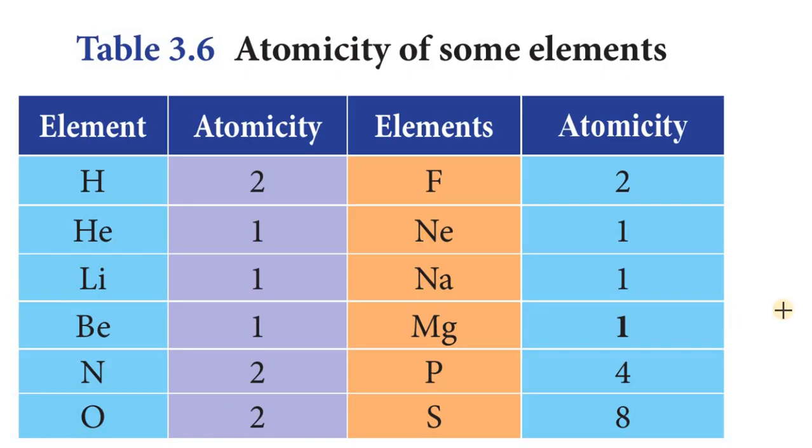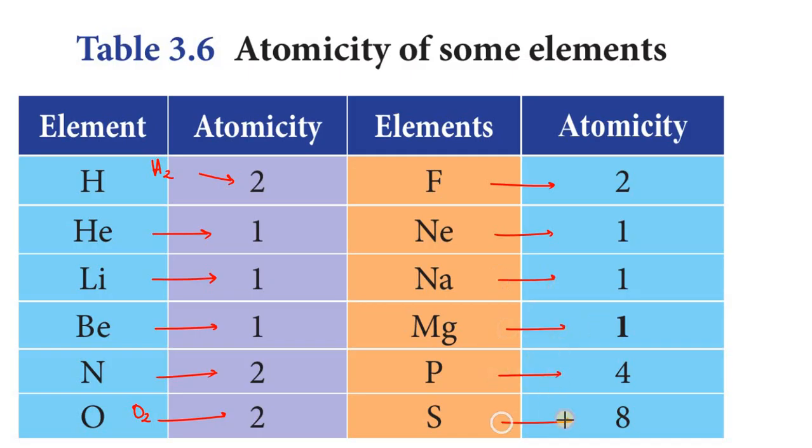Now, let us talk about atomicity of some elements. Hydrogen, remember hydrogen exists as hydrogen molecule H2, so its atomicity is 2. Helium, inert gas, so atomicity is just 1. Lithium, again 1. Beryllium, 1. Nitrogen, 2. Oxygen, remember it exists as O2, so just 2. Fluorine is 2. Neon, 1. Sodium, 1. Magnesium, 1. Phosphorus, 4. Sulfur is 8.